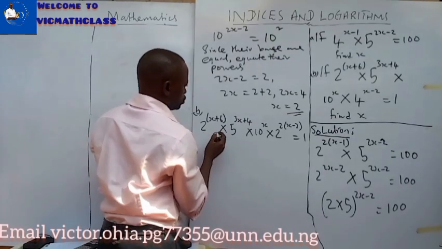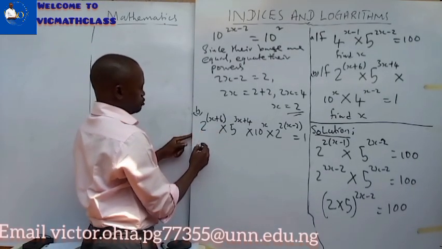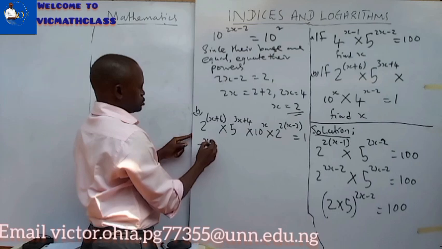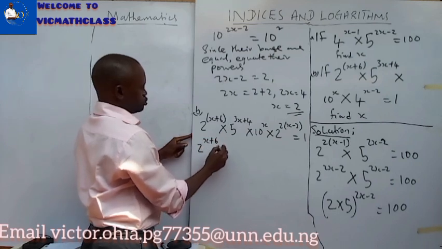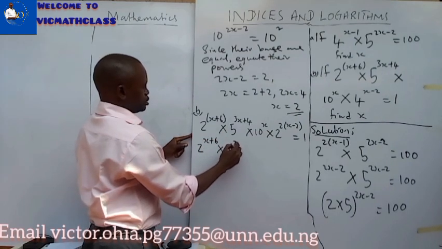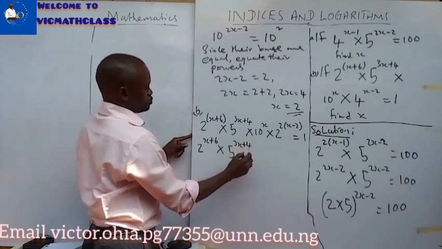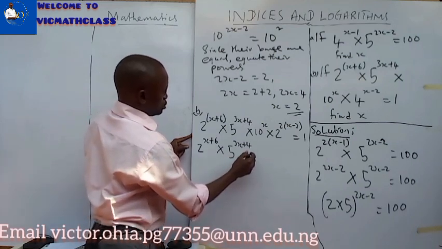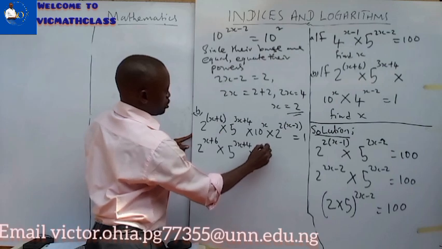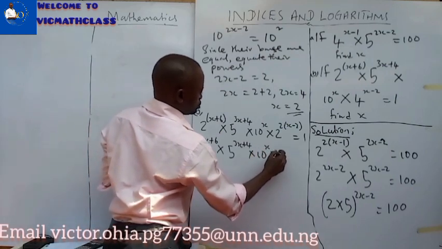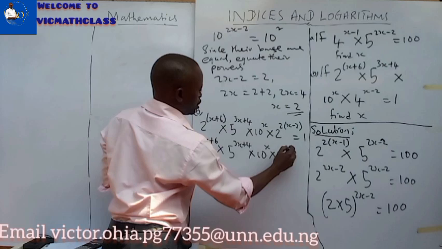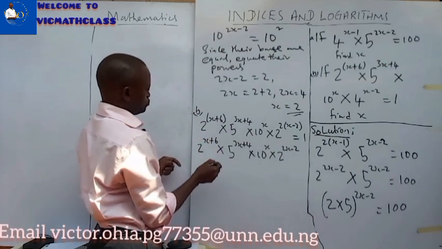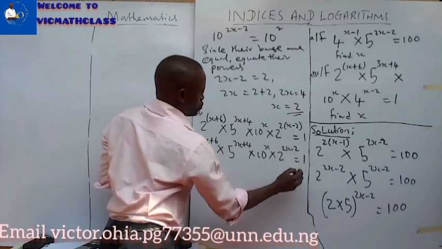So let's check out what is going on here now. So we will have 2 to the power x plus 6 multiplying 5 to the power 3x plus 4. What do we have now? Let me see. Times 10 raised to the power x, then times 2 raised to the power 2x minus 2. Okay. Then equals to 1.